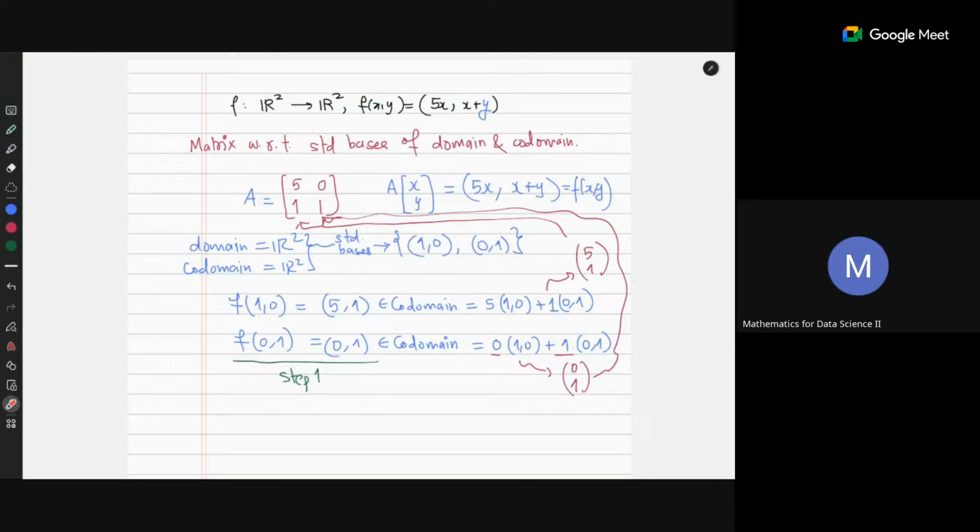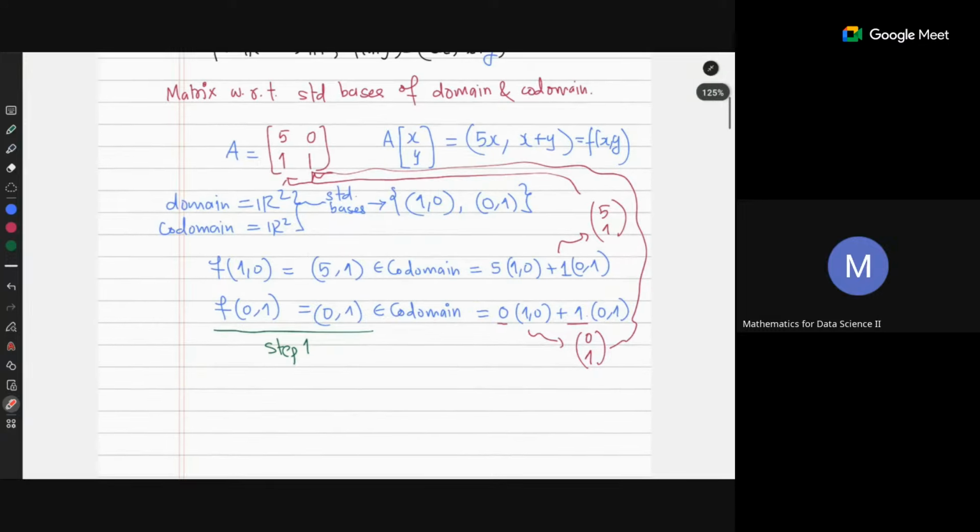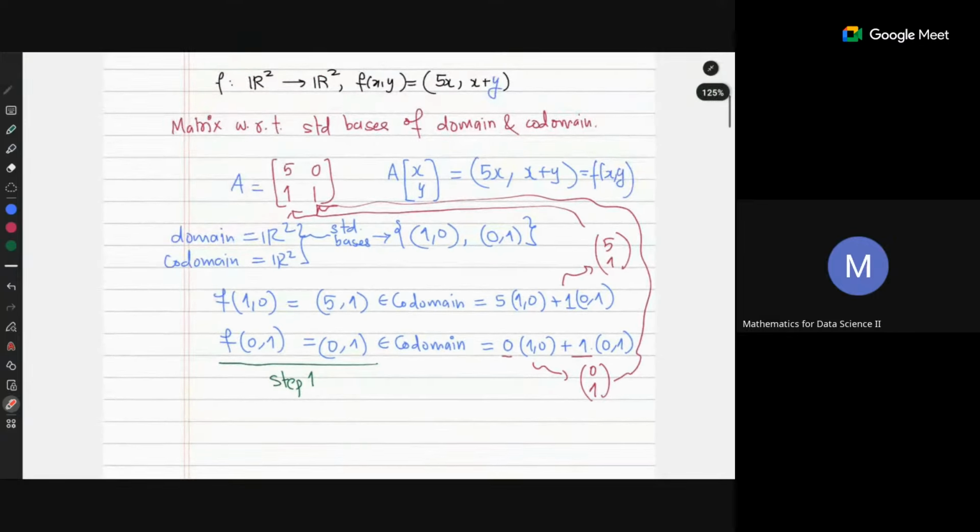And whether 5 will come on top of 1. Okay, the 5 will be the first entry and the 1 will be the second entry, or 0 will be the first entry and the 1 will be the second entry. How do we say that? How do we decide that? That is where we need to fix an order. Now order where? Order on the basis. So that is where I need to fix an order in the basis.